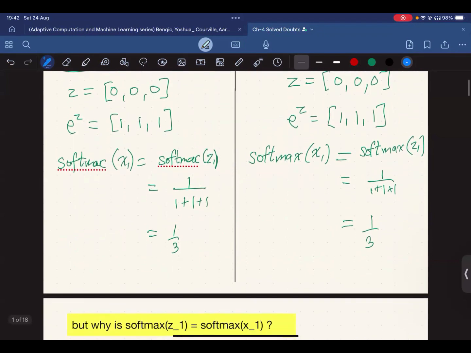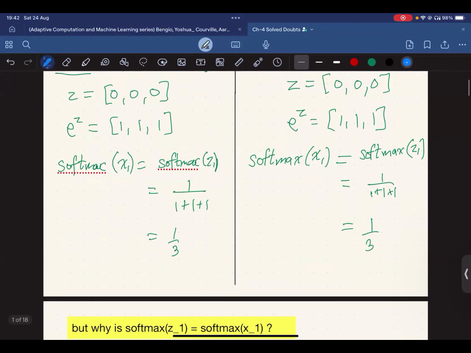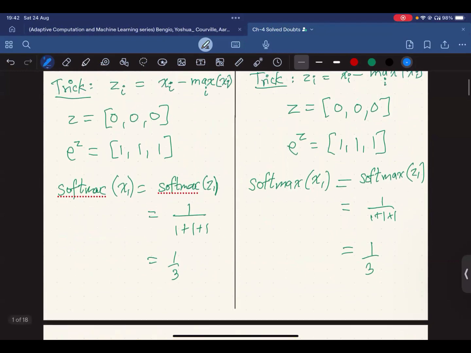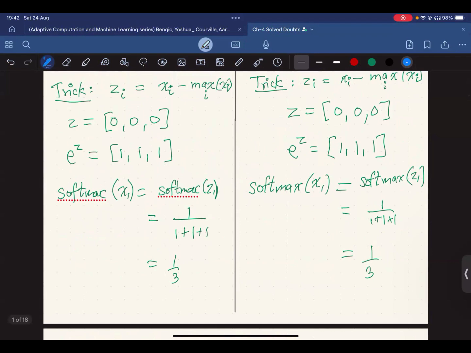Okay. But can anyone tell me why softmax of z is equal to softmax of x? We have transformed it into another dimension, but will the softmax be the same?